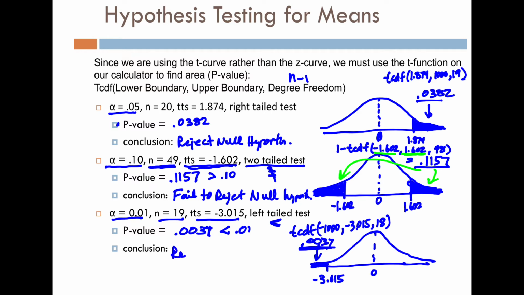In this case, we can be confident in rejecting the null hypothesis. There is sufficient evidence to suggest or to support my alternative hypothesis. Of course, we always want to put those into context for our conclusions.